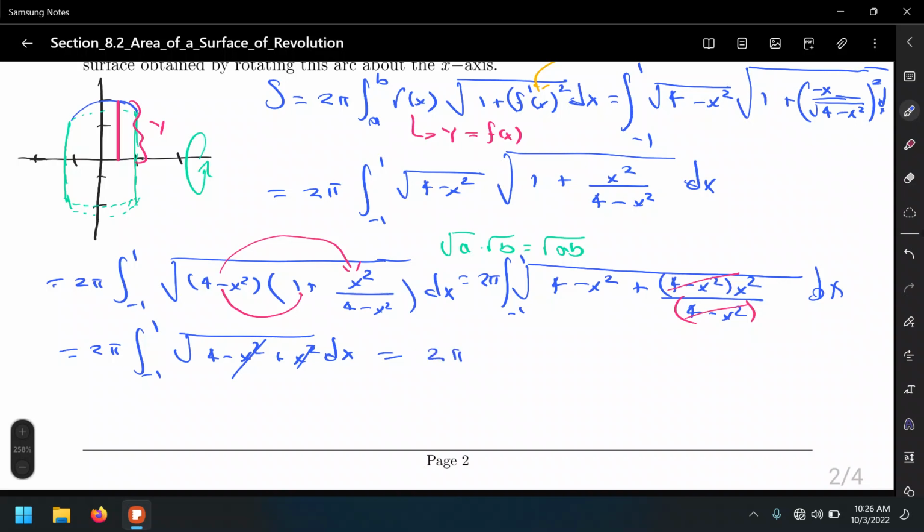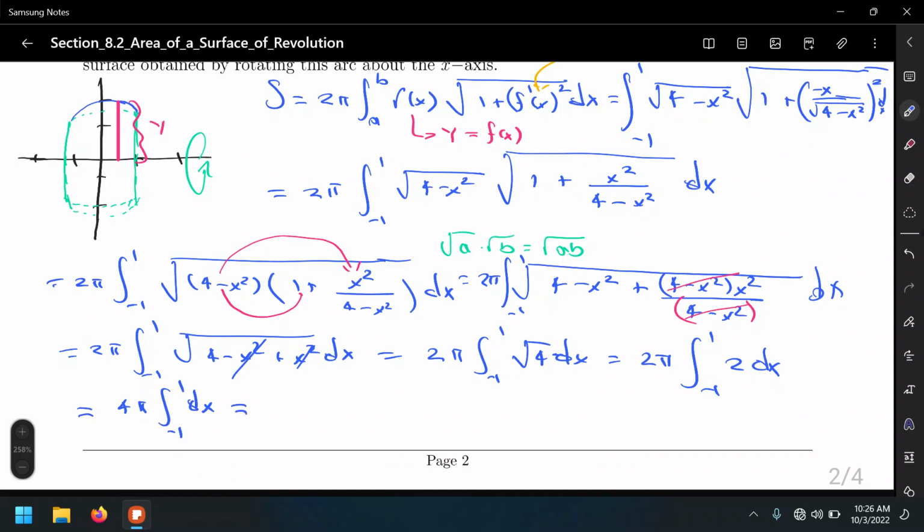2 pi times the integral from negative 1 to 1 of the square root of 4. But what's the square root of 4? Isn't it just a nice number? That's actually 2 dx, which we can multiply outside with the 2 pi and turn into 4 pi integral from negative 1 to 1 dx.